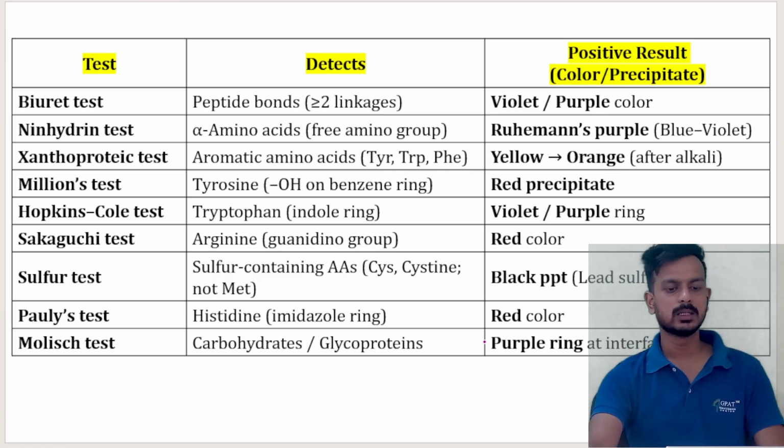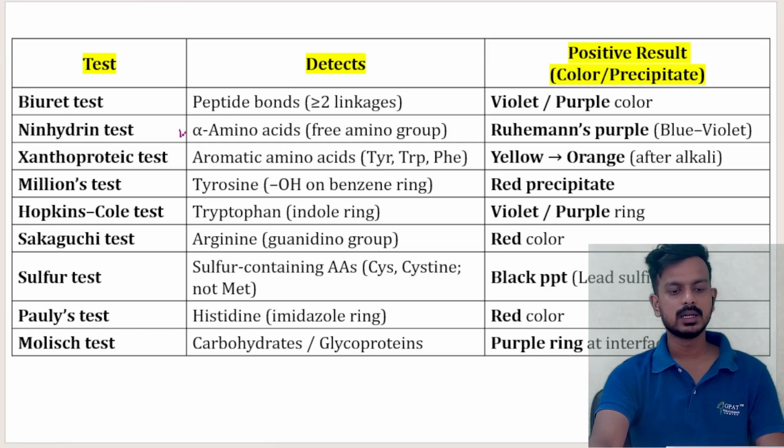The biuret test detects the peptide bond. The ninhydrin test detects alpha amino acids. The xanthoproteic test detects aromatic amino acids like tyrosine, tryptophan, and phenylalanine. Millon's test is for tyrosine detection. The Hopkins-Cole reaction is for tryptophan, the Sakaguchi test for arginine, the sulfur test for sulfur-containing amino acids except methionine, Pauly's test for the histidine imidazole ring, and the Molisch test for carbohydrates and glycoproteins.